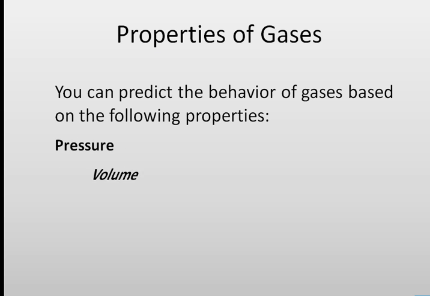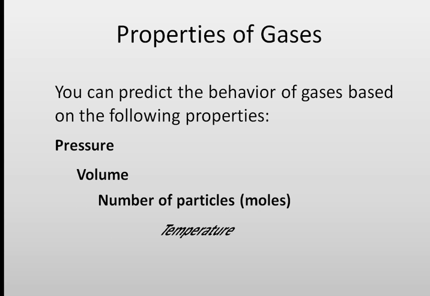So properties of gases. We looked at these when we did the It's a Gas activity, and these are the four different variables when we look at gases. And so you could predict the behavior of the gases based on the following: the pressure, the volume, the number of particles or moles we could use now, and then also temperature.